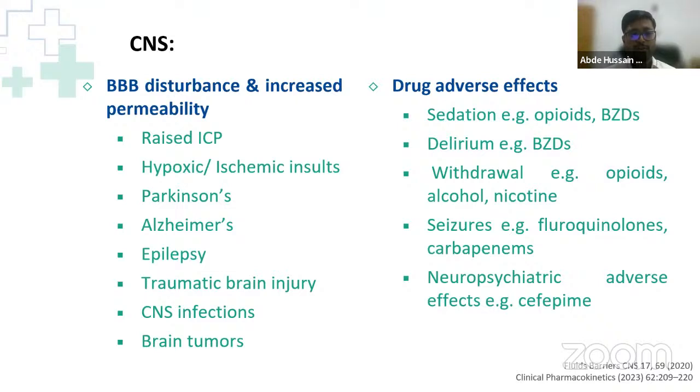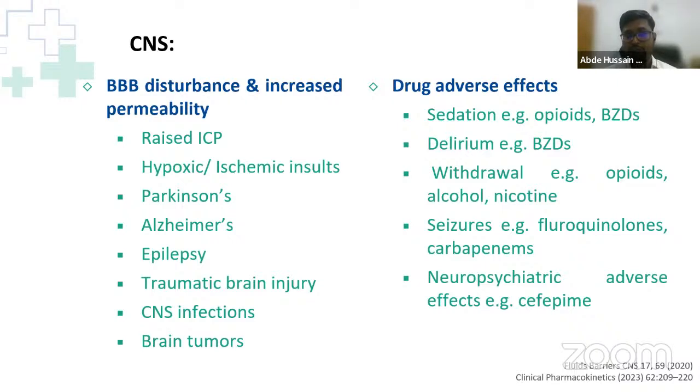CNS changes that we see are the blood-brain barrier disturbance, which can occur initially and lead to drug toxicities. In meningitis cases, I think that is an added advantage, but for certain cases, it can lead to increased neurotoxicities. So what are the CNS conditions or changes that we see? Raised ICP, hypoxic or ischemic insults, Parkinson's, Alzheimer's, epilepsy.